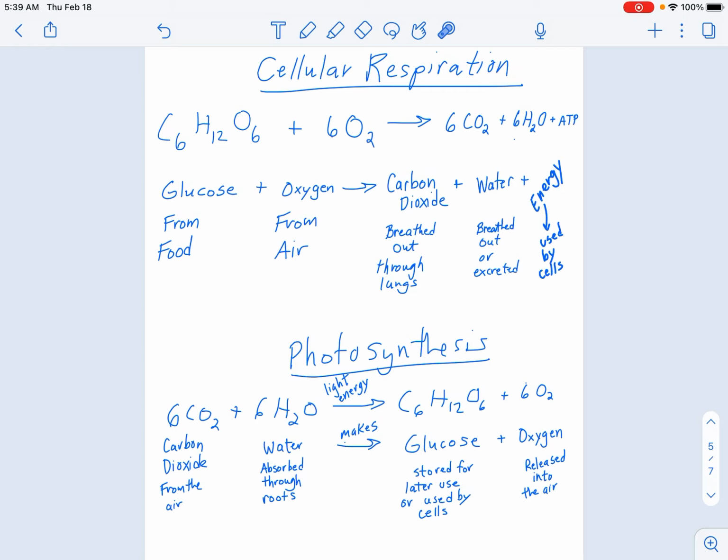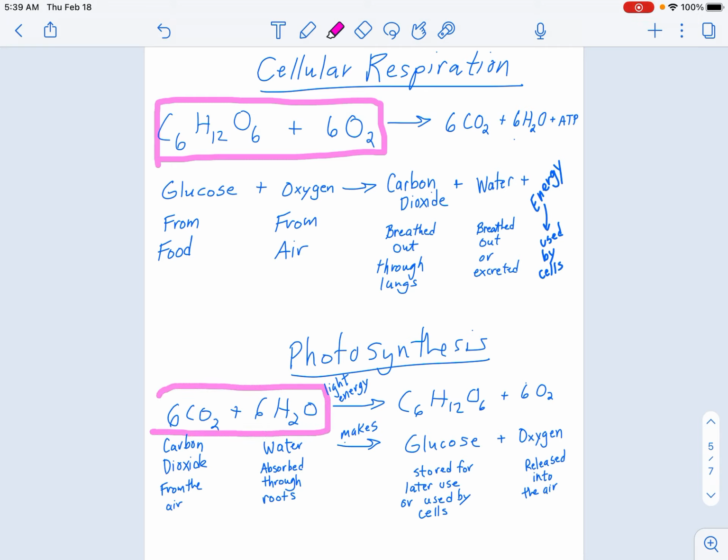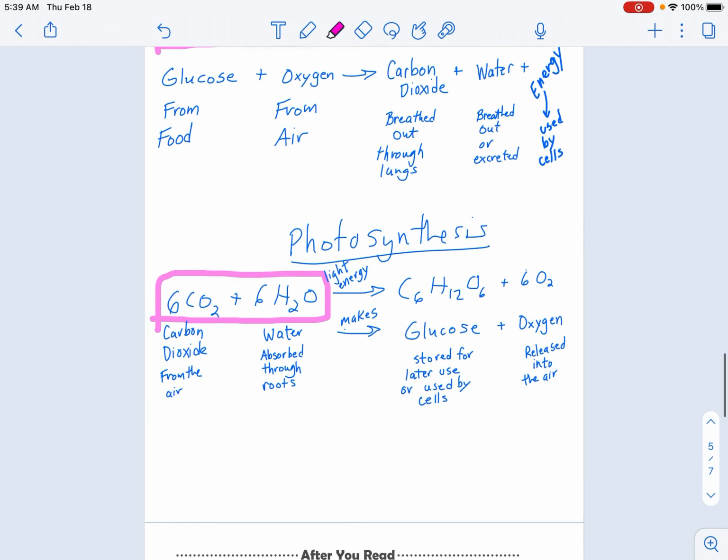And I'm going to go ahead and label that. I'm just going to take my highlighter and put a box around those two groups and label those.